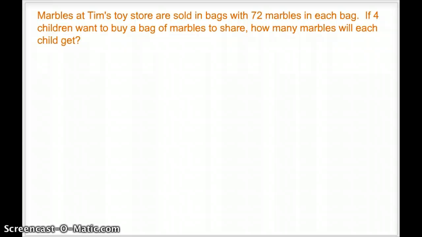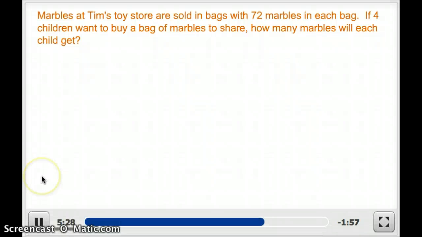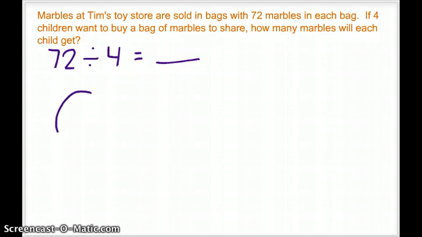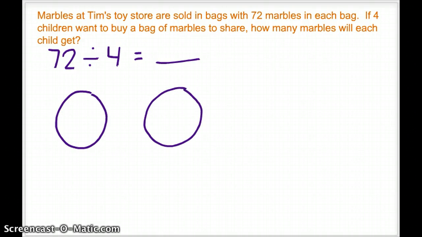Here's the last story. Marbles at Tim's toy store are sold in bags with 72 marbles in each bag. If 4 children want to buy a bag of marbles to share, how many marbles will each child get? I know that I have 72 marbles to divide by 4 children. How many will each of them get? I know that the 4 represents my groups, so here are each of my children.